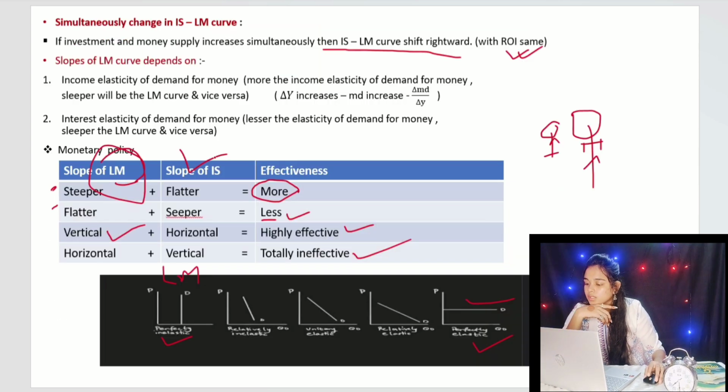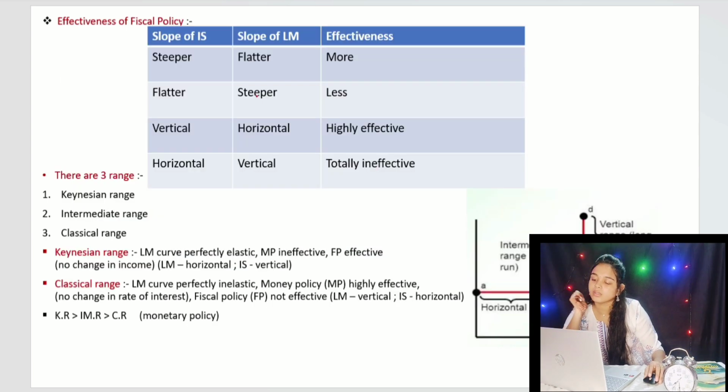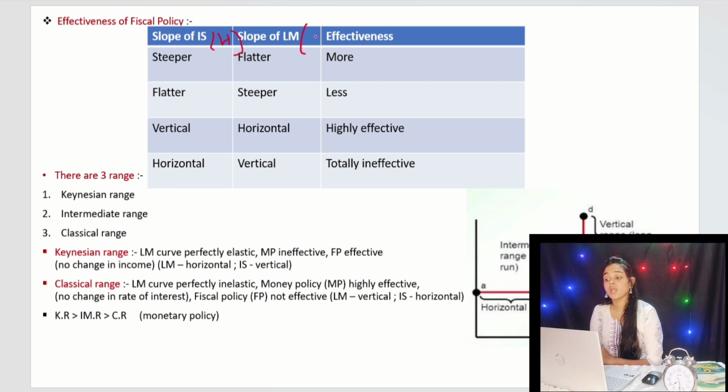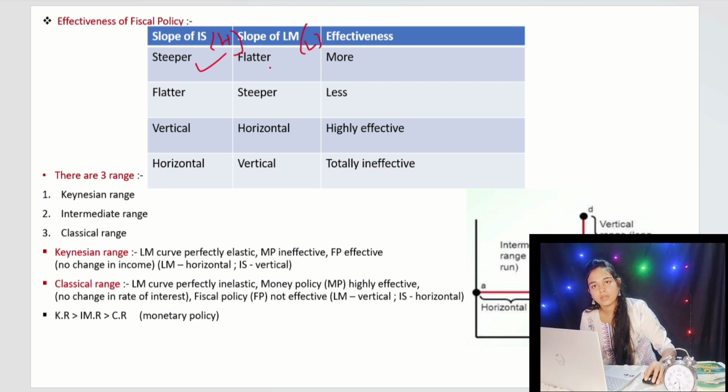Next, effectiveness of fiscal policy. So here, let's change the hero and villain. Here the hero is IS and the villain is LM. So if the hero, that is IS, is steeper, then the effectiveness is more. And if the IS is flatter during the battle, that is, the hero is flat during the battle, then it is less effective.